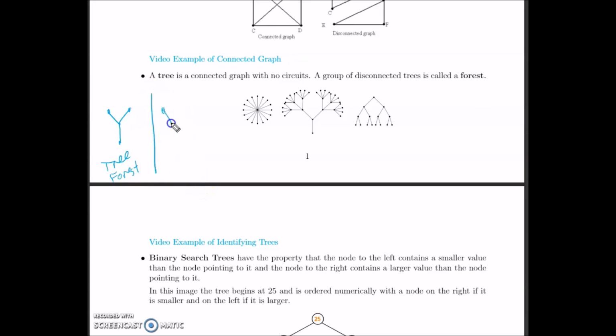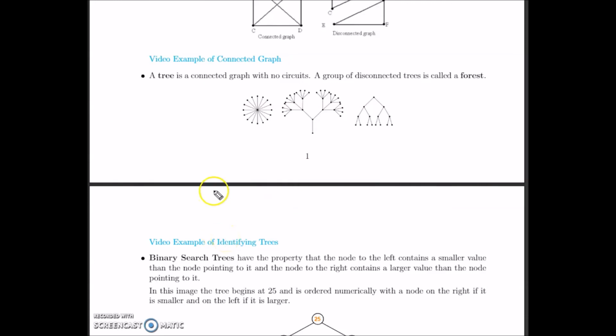If I consider these 2 graphs together, this is not a tree, because it's not connected. It is a forest. If I consider this as a single graph, it's not a tree because it isn't connected. However, it is a forest because it's a group of trees. All right, so watch the video.